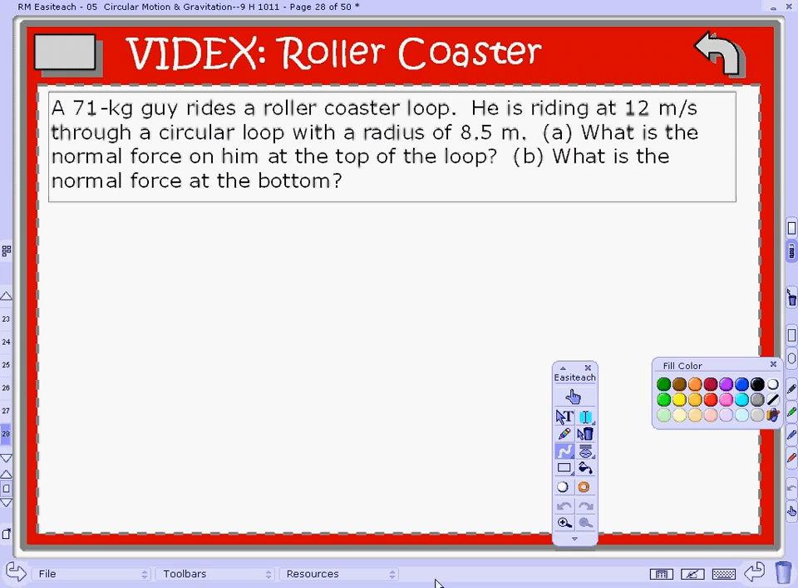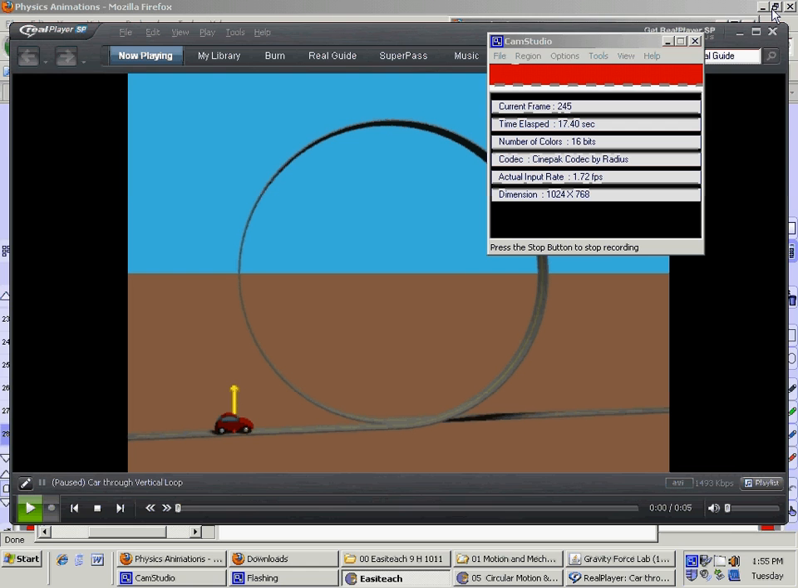So in this case we have the example of a guy riding a roller coaster, so you should pause this, write this down, try to do it yourself. But now it's about normal forces and not tension like the rubber stopper example. Let's look at an animation really quick.